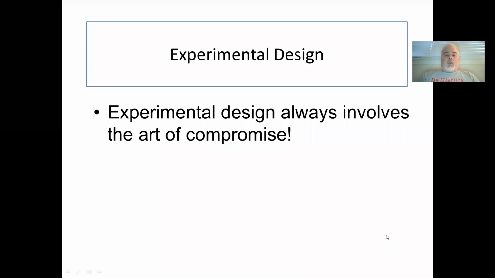All right. So experimental design always involves the art of compromise. There's never enough money, never enough time, never enough experimental subjects where you can do a perfect experiment. So for example, I'm doing a food safety experiment. The perfect experiment means I test every head of lettuce for E. coli, every head. But then I have nothing to sell. I'm broke because I tested every head. You can't do that.